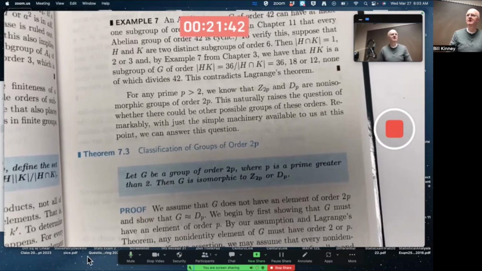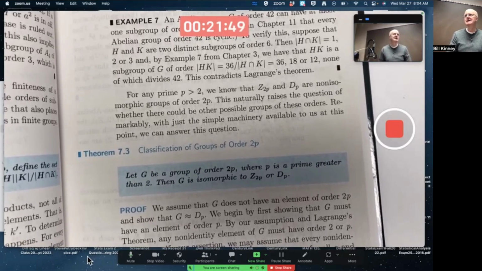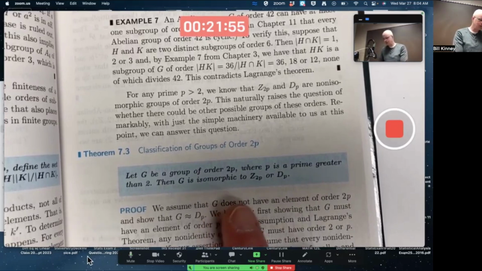D5 would be the group of symmetries of a regular pentagon. The sides have to be the same length and the angles have to be congruent. But it's got 10 elements. So you've got 2 possibilities here.